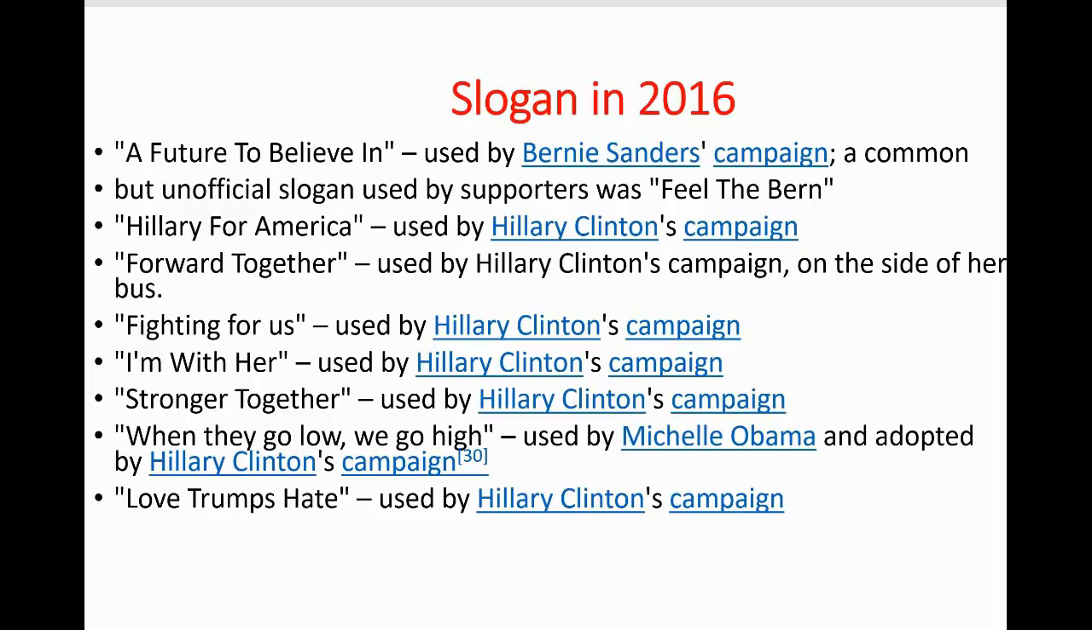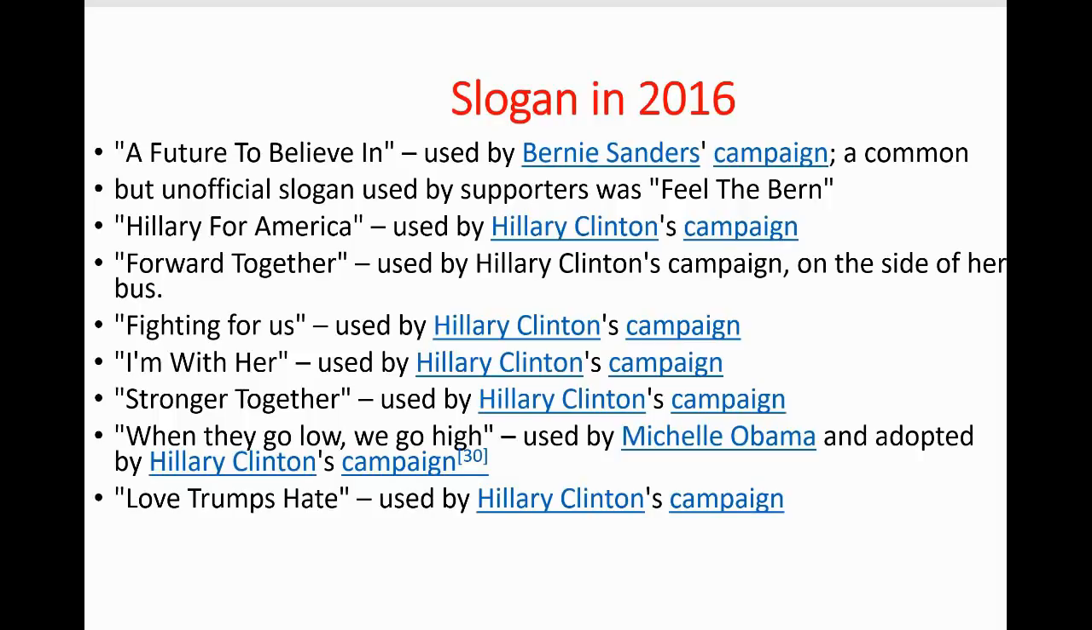Fighting for us. Okay. That one is okay. It's kind of from the perspective of people, but on the other hand, it's just I will fight for you. So still some ego there. I'm with her. That's not particularly good. I'm with her. Would that be fair? All right. But they try.